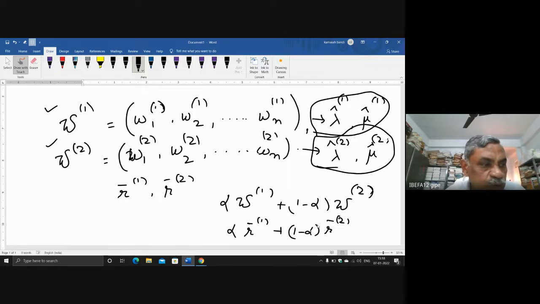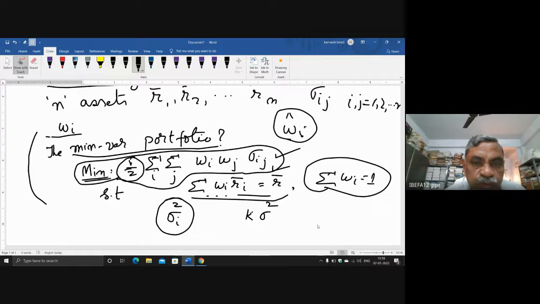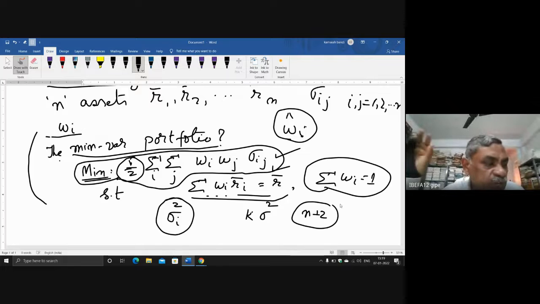Since W1, W2 are solutions to the n plus 2 equations. Actually, in the optimization problem, we have n number of equations here. When you work out the first order condition, there will be one when you differentiate this. Okay, this is 1, and another, this will be 1. So in all, you will have n plus 2 equations. Okay, so these two, that means we have n plus 2 linear combinations. That is, this solution represents a point in the minimum variance set.